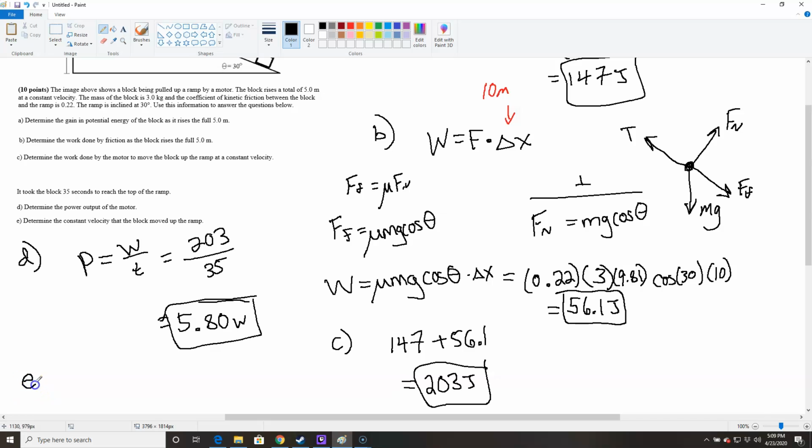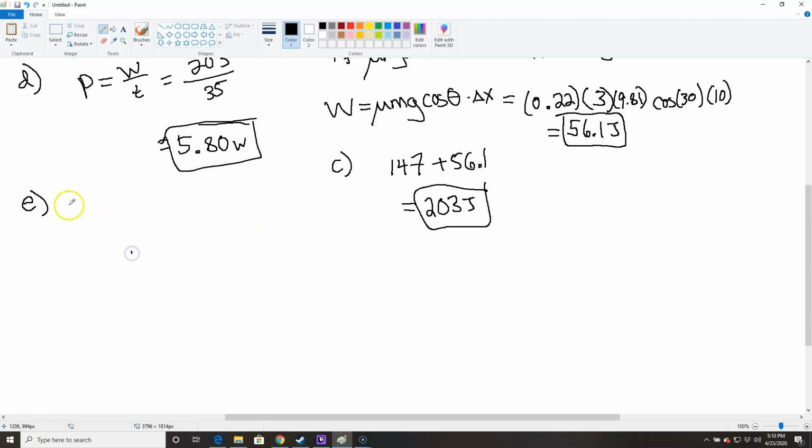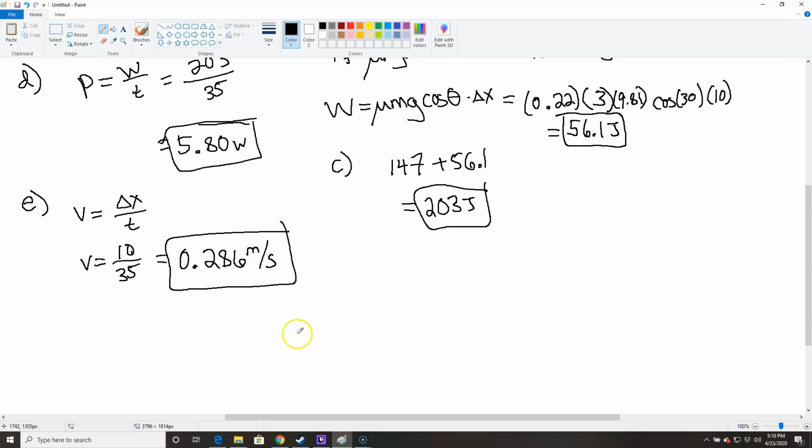And the final thing, E, is determine the constant velocity of the block moved up the ramp. So it took 35 seconds to move 10 meters. We'll use the overwhelmingly powerful equation. Velocity is the displacement over time. The velocity is the 10 meters over the 35 seconds. 10 over 35, the velocity was 0.286 meters per second. Victory.